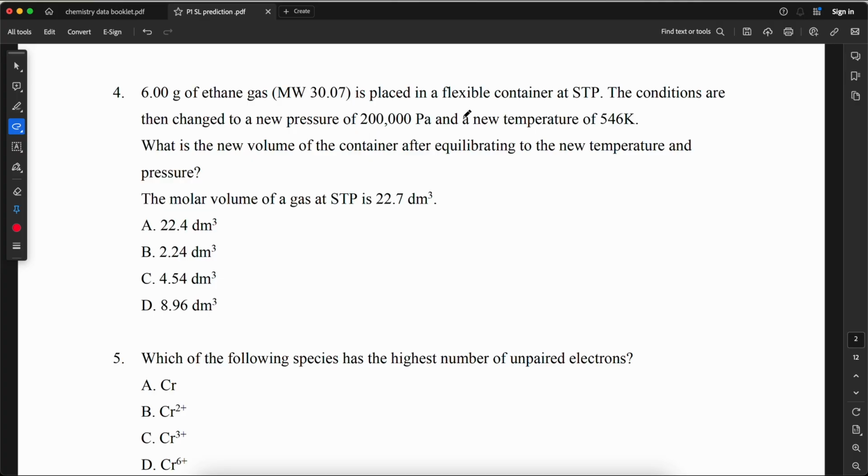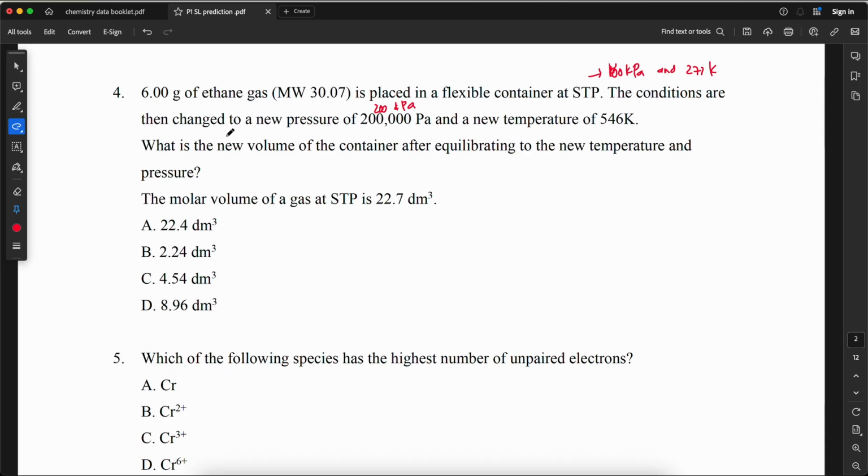6 gram of ethane gas is placed in a flexible container at STP. The conditions are then changed to a new pressure of 200,000 Pascal and new temperature of 546 Kelvin. At STP, the pressure is 100 kilopascal and 273 Kelvin. And here is 200 kilopascal, so the pressure is doubled and the temperature is also doubled. What is the new volume of the container after equilibrating to the new temperature and pressure? The molar volume is 22.7 decimeter cube.